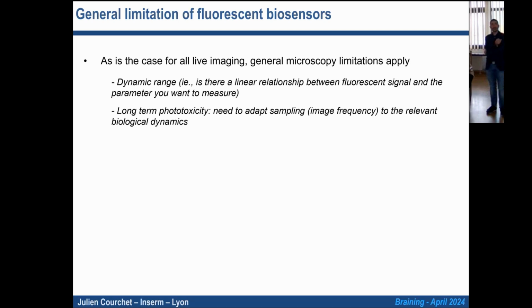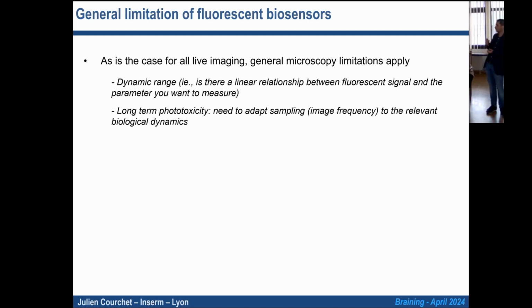Now, those have general limitations. They are not the perfect tool, and actually the idea is that when you go into metabolism, you need to combine strategies. So one very general limitation is that, as for everything that is based on light imaging by microscopy, you have some general limitations. One important one is the dynamic range, right? You want to be sure that those changes in fluorescence that you see, if you see twice as much fluorescence, does it mean that you have twice as much metabolite or not?